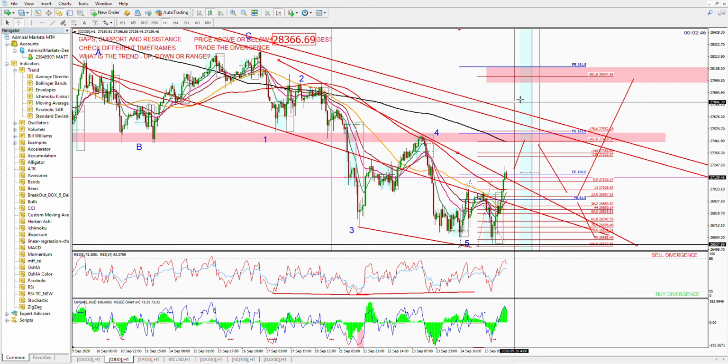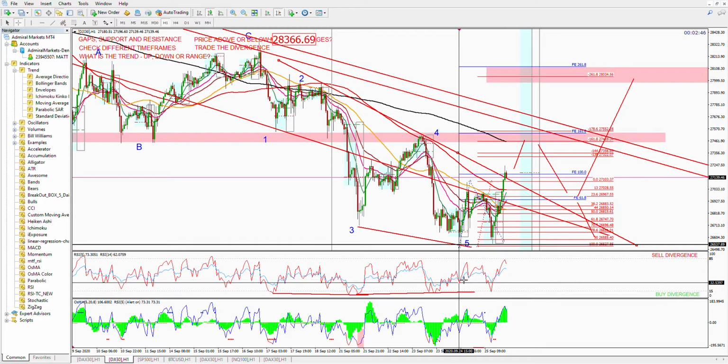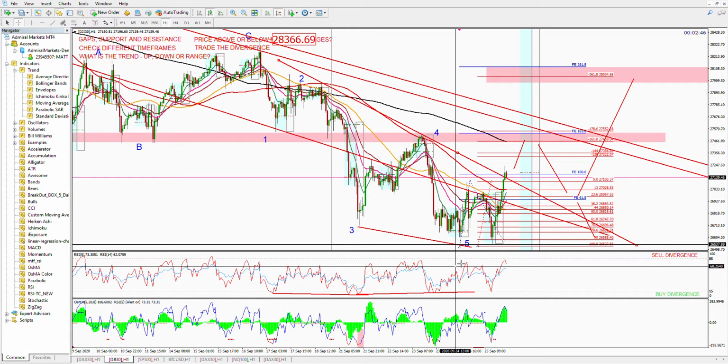But again, trading is about managing your risk and your emotions. This takes all emotions out. You're saying, right, that's all I need. And yes, you can go and make some money.